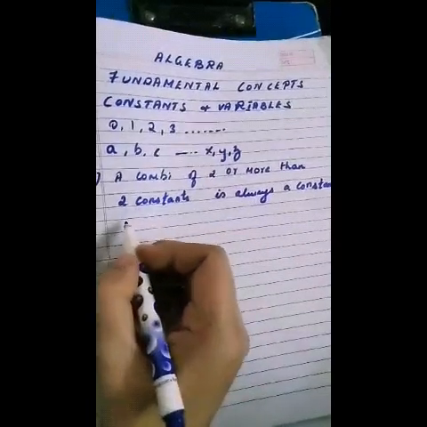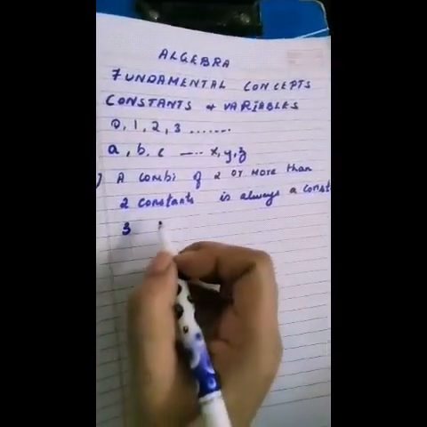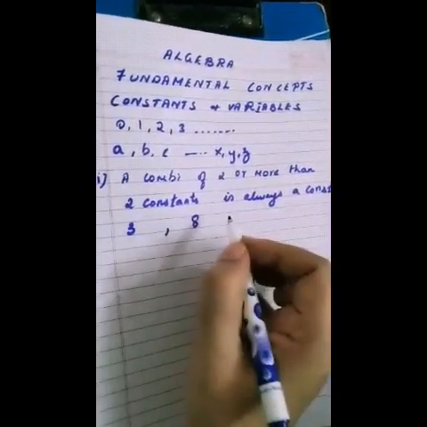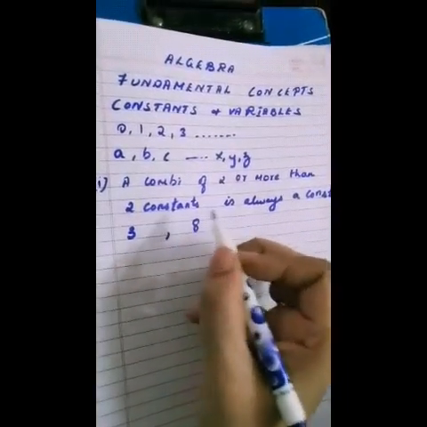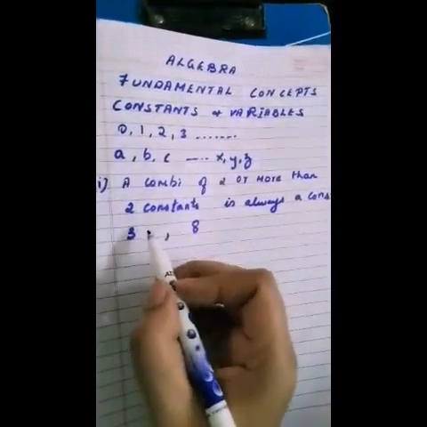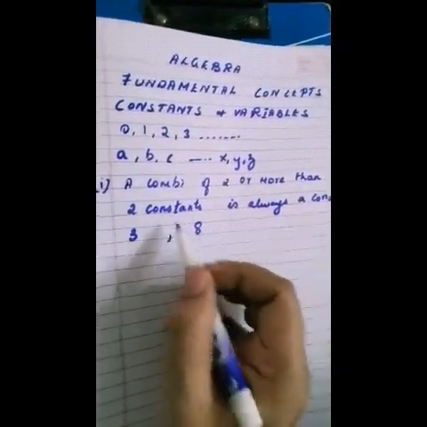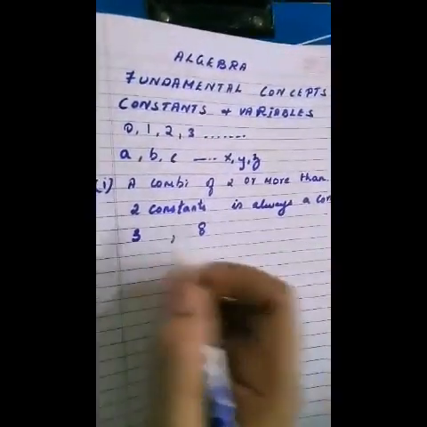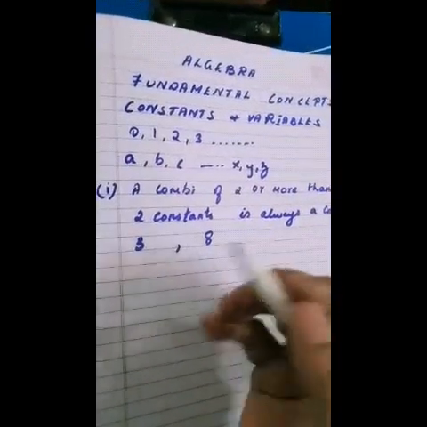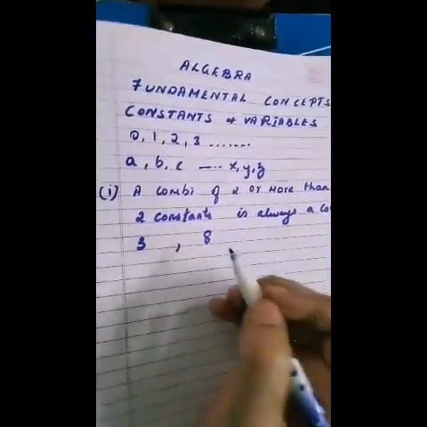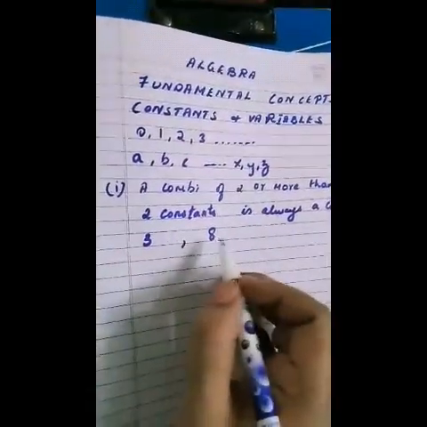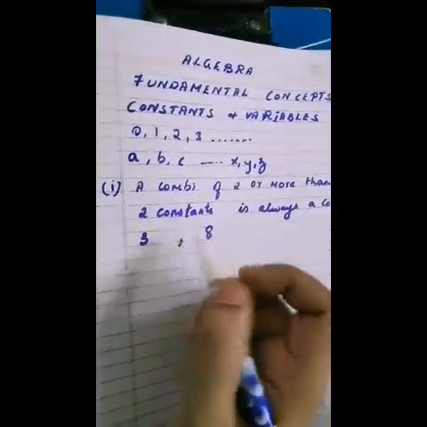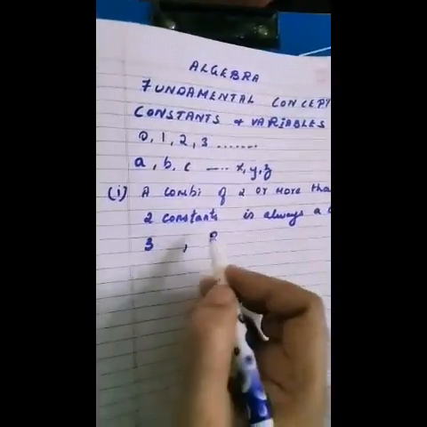For example, let's take 3. We all know that 3 is a constant. Let's also take another constant, which is 8. If I add 3 plus 8, or multiply 3 into 8, or subtract 3 from 8, or divide 8 by 3, the answers that we get are still constants. Whatever the answer that I get is always a constant.